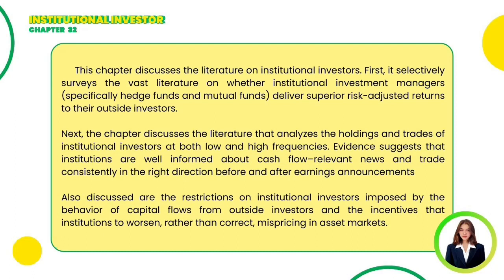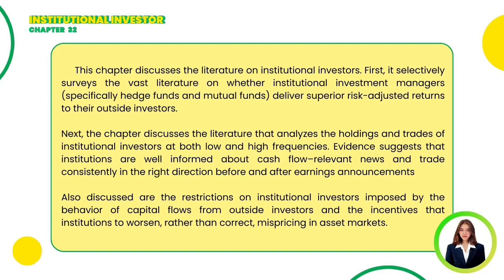This chapter discusses the literature on institutional investors. First, it selectively surveyed the vast literature on whether institutional investment managers, specifically hedge funds and mutual funds, deliver superior risk-adjusted return to their outside investors. Early work was skeptical about the ability of investment managers to deliver alpha. But the use of new econometric techniques and the advent of hedge funds have resulted in new evidence that some investment managers can deliver consistently positive risk-adjusted performance.